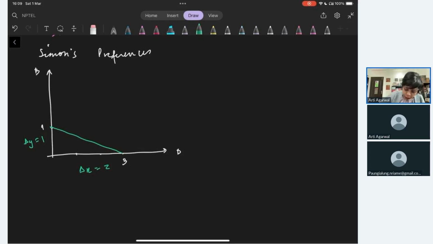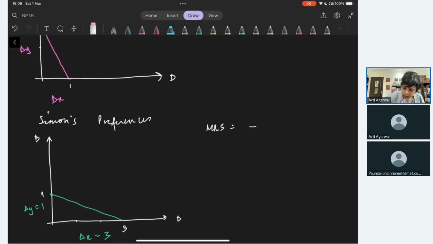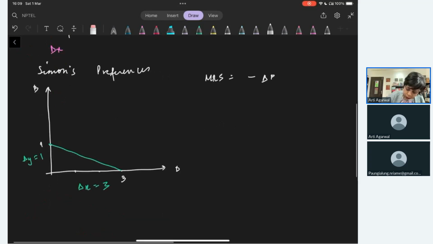So now we can just write MRS is equal to minus delta, sorry, not D, B. So now delta B is 1 and delta D is 3. So MRS for Simon is minus 1 by 3. It's not minus 3. Right. Now let's do the last one for Rachel.